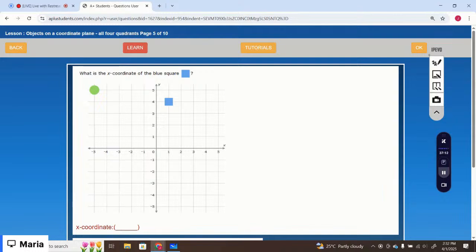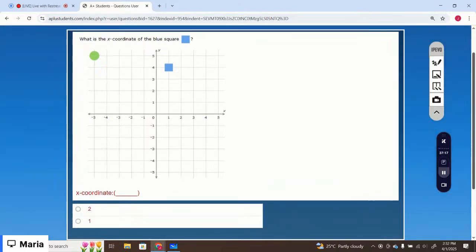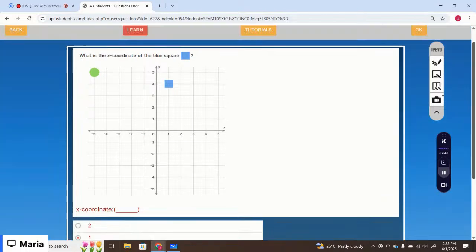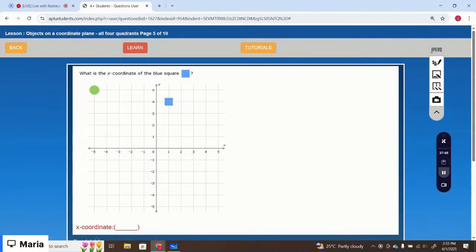What is the x coordinate of the blue square? Here is the blue square. The x coordinate is 1. Option number 2 is the correct option.